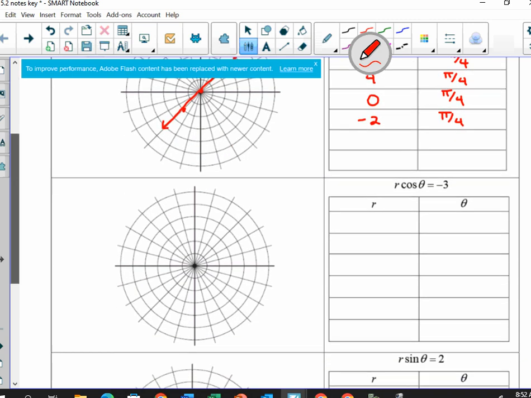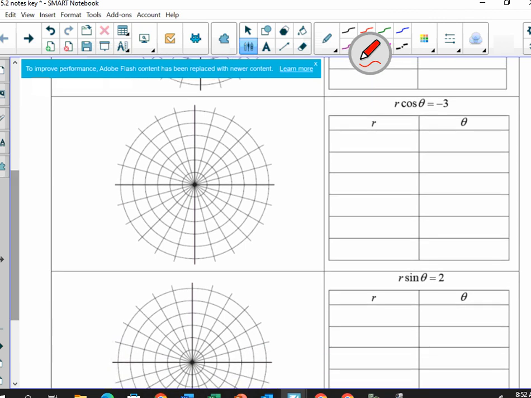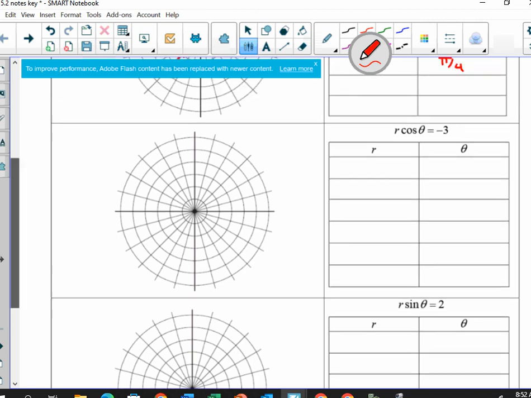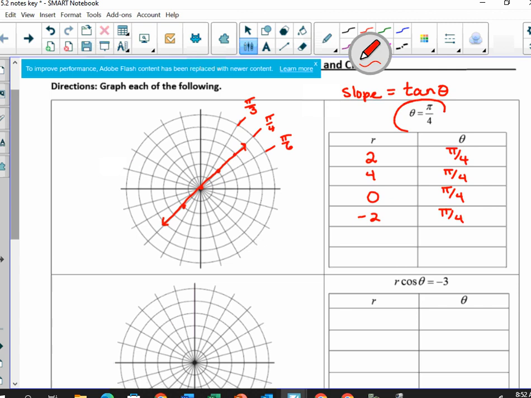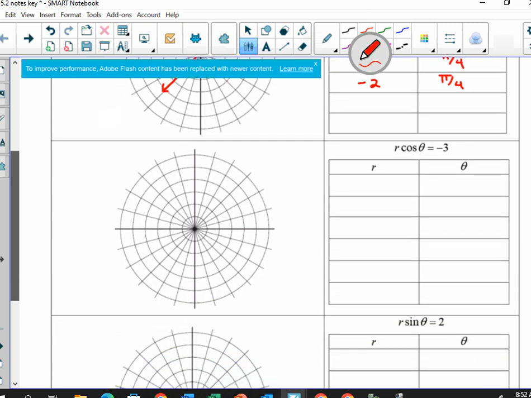All right, let's look at the next one. Yeah, you're following the pi over 4 angle. No matter what my r value is, what is theta going to equal? Okay.